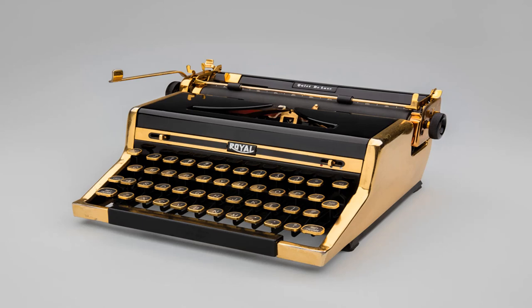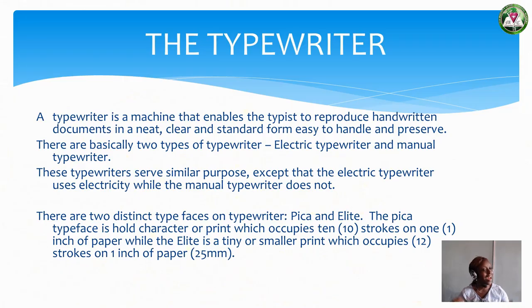Then the typewriter. A typewriter is a machine that enables the typist to reproduce handwritten documents in a neat, clear, and standard form, easy to handle and preserve. If I will say again, when you bring up your notebook, bring up a keyboarded, a printed test, or a type test, type matter. Let me say, pour oil or water on each of them and see what the outcome will be.